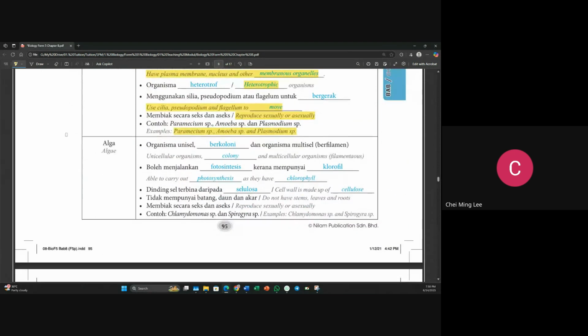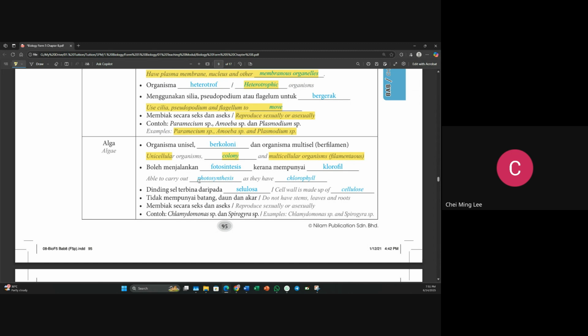Then for algae, they are unicellular but colonized, means that they live together. Okay, and some of them are multicellular organisms. Normally, it's the filamentous. Filamentous means that it's a bit like layer by layer. The structure, if for the multicellular one, they are layer by layer. Like Spirogyra. Spirogyra is layer by layer one. It's multicellular.